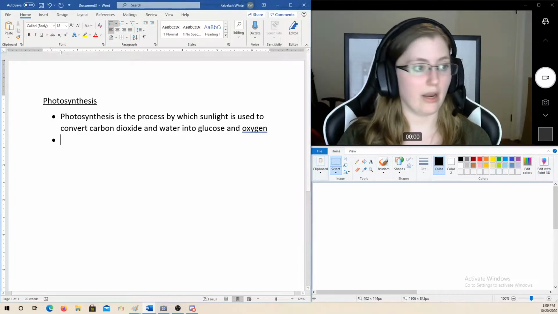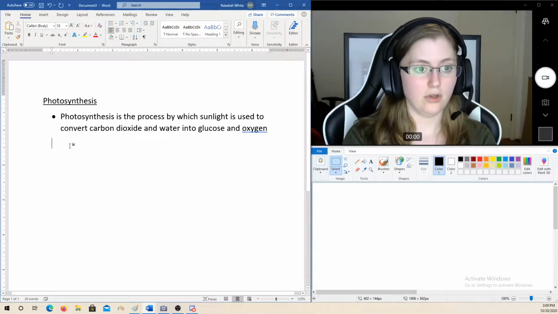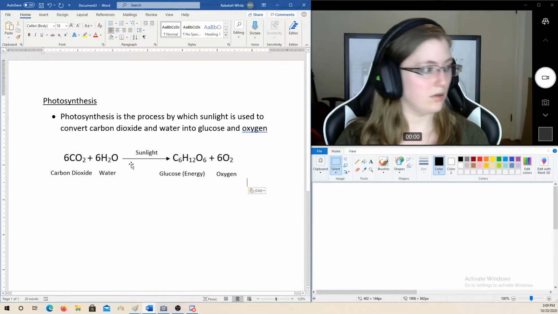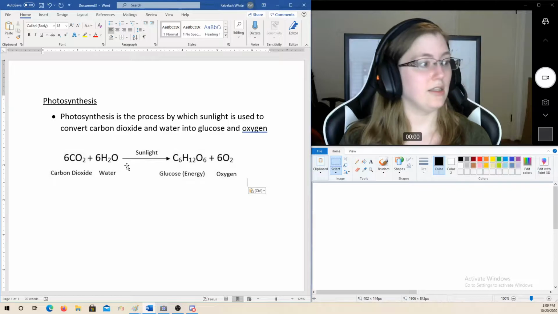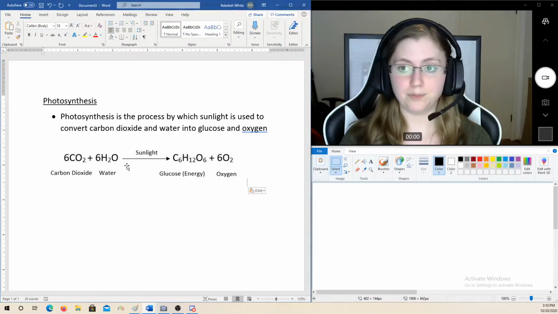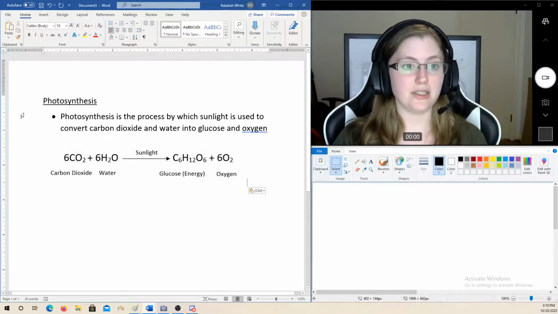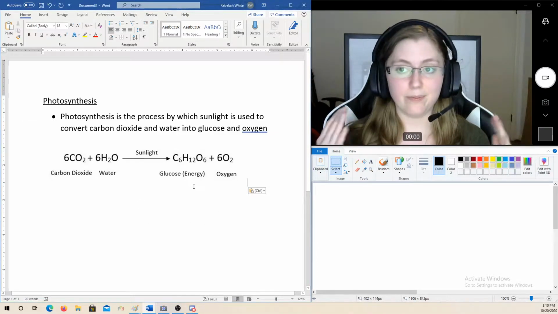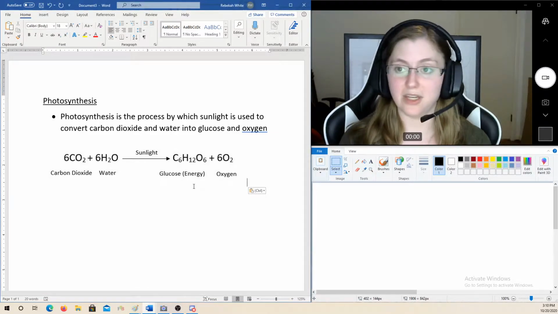So let's go ahead and put the chemical reaction up, and we'll talk about that a little bit. They do need CO2 in the environment to survive, and we're going to talk a little bit about how they get that. First, let's talk about the equation itself. So you can see here, this is just a written out version of the equation.